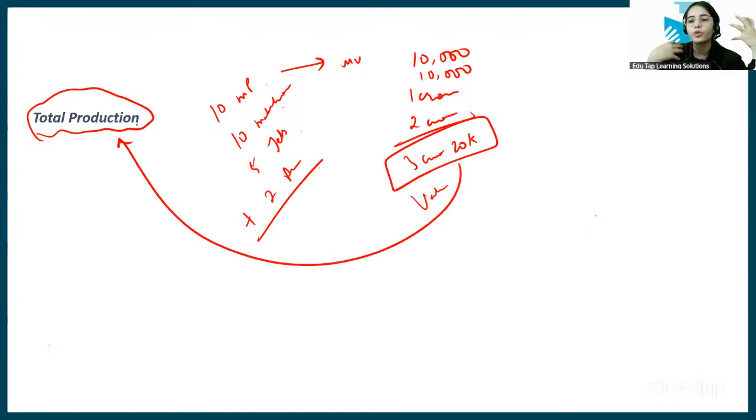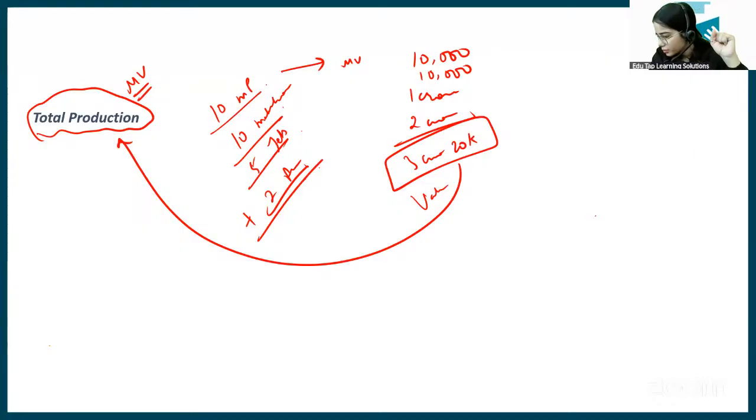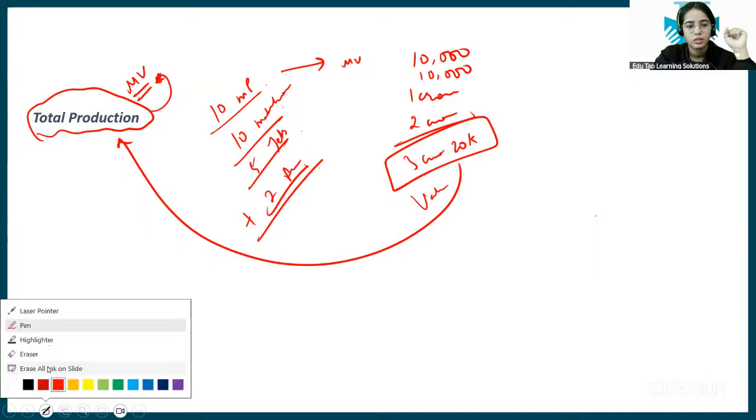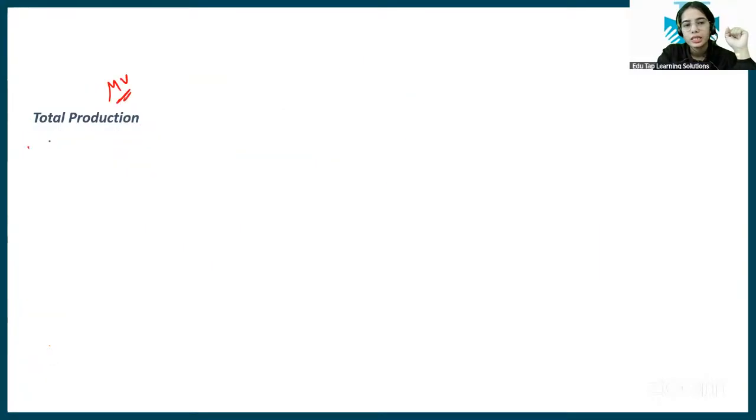So whenever we talk about the total production, we are always talking in monetary value terms. Got it? Total production never means in different units. Total production always means that we are seeing it in monetary value terms. Got it? So total production is always seen in monetary value terms, because we cannot see the total production in different units. So total production or gross production is always in monetary value terms.